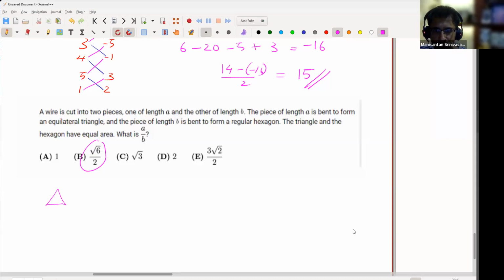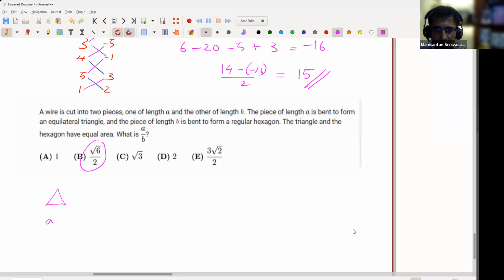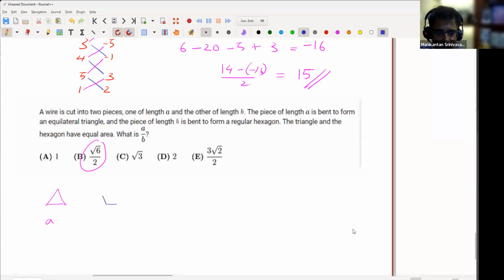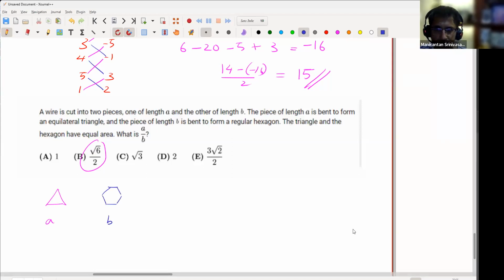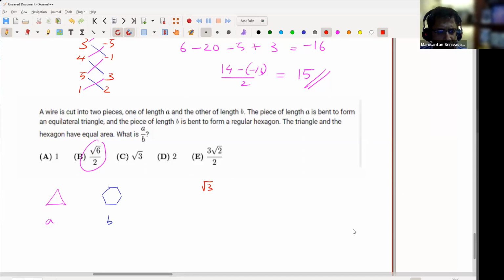Okay, so let's first, if you have an equilateral triangle, so the 2 things, right? One equilateral triangle whose perimeter is A. So this is the perimeter A. And then a hexagon with a perimeter of B. Okay, so first, what is the area of an equilateral triangle? √3/4.